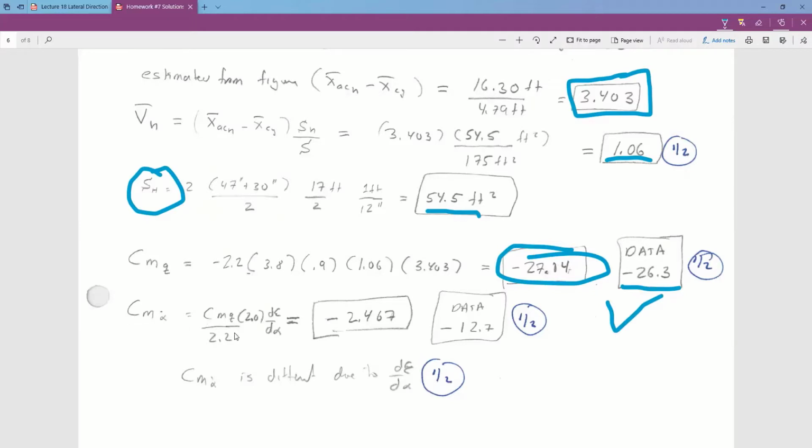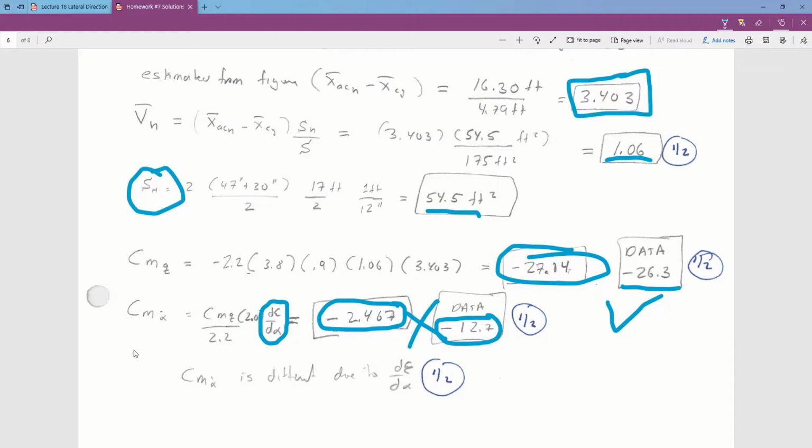CM alpha dot, multiply that out, and you get this number. And the data in the back of the book has this number. So that's not good. So what's the difference between the two? It's this number here. So that means the number that I gave you for the downwash model is not good. It's not as good as it should be. That's where the difference is.